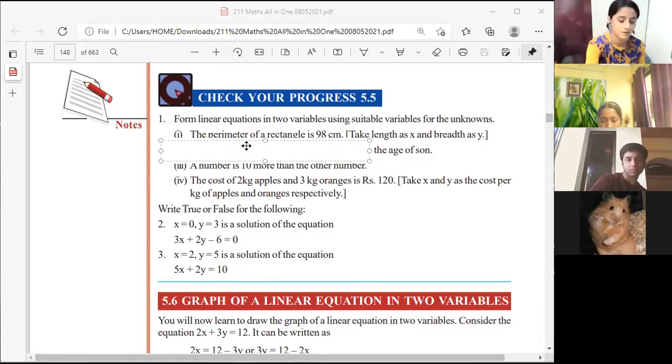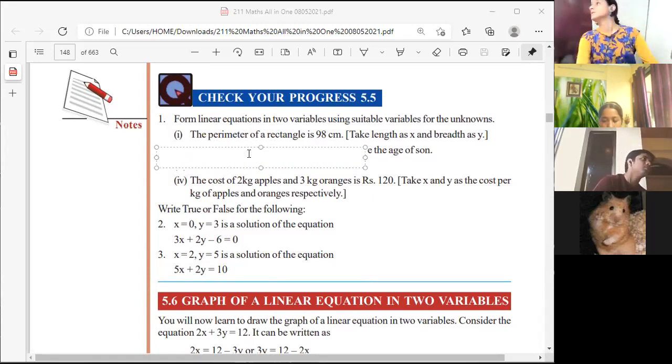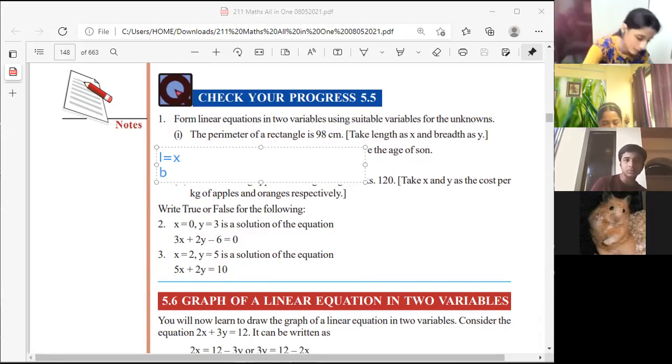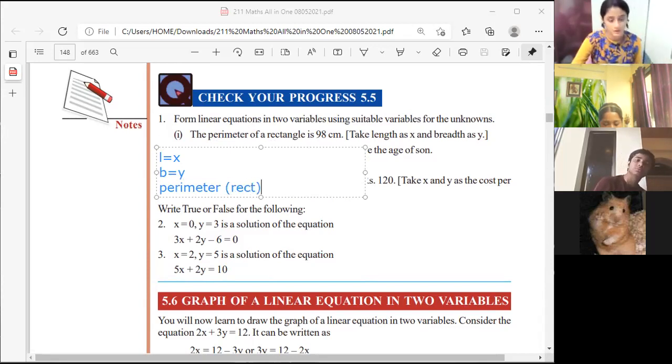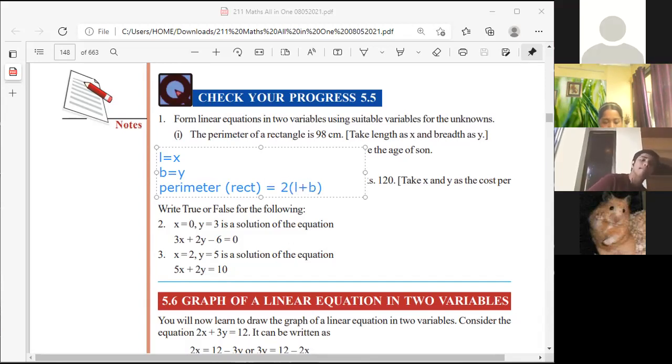We are doing 5.5, the first question. The perimeter of a rectangle is 98. Take length as X and breadth as Y because they are asking me to do 2 variables. So I'm going to say my L is going to be X, B is going to be Y. I know the formula of perimeter. What is the formula of perimeter of a rectangle? We just did it in the previous sum. 2 into L plus B. Very good.